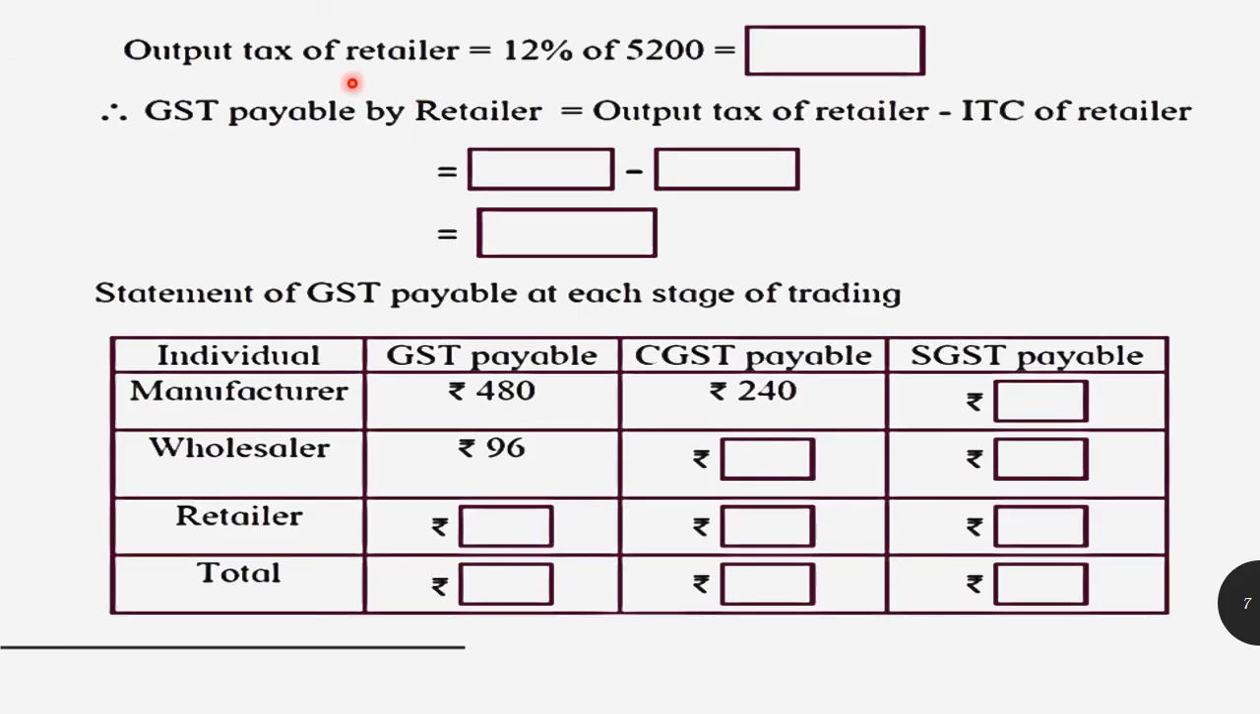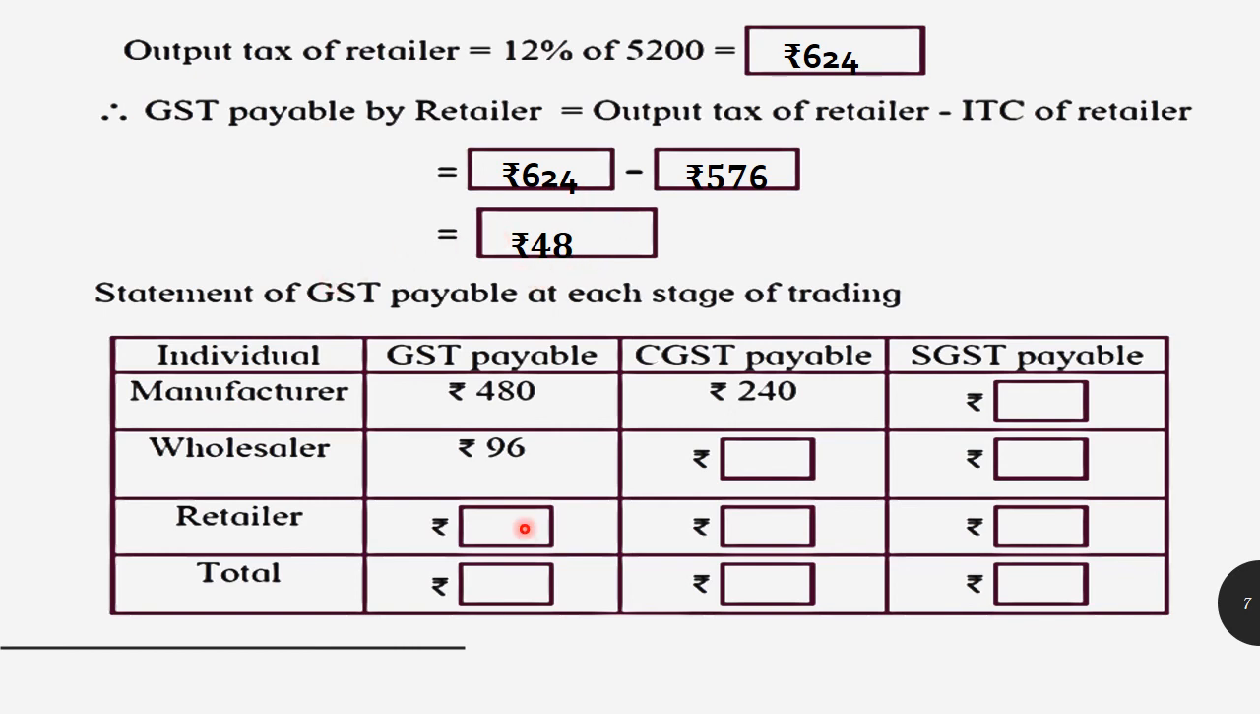Next, output tax of retailer is 12% of 5,200, and that is rupees 624. Now GST payable by retailer will be output tax of retailer minus input tax credit of retailer. So output tax we just calculated, that is 624, and input tax we calculated in the previous step, that was 576. The difference will be rupees 48. So GST payable by retailer is rupees 48.